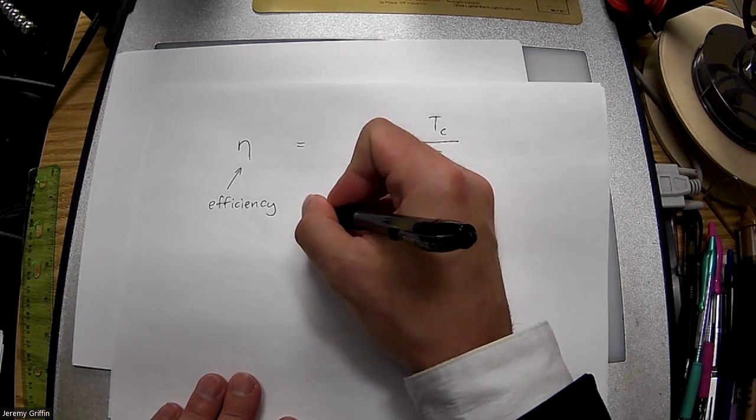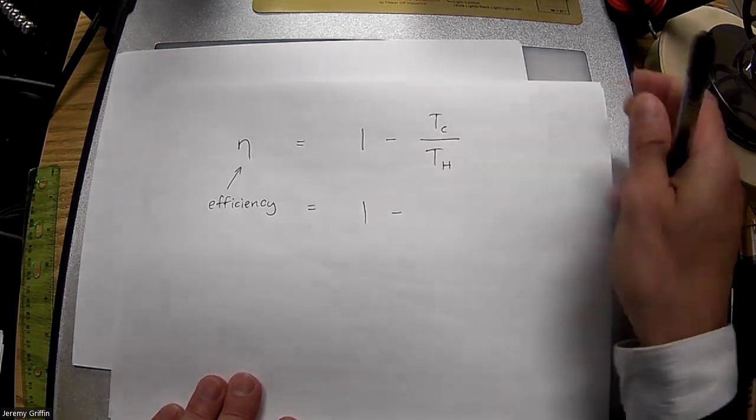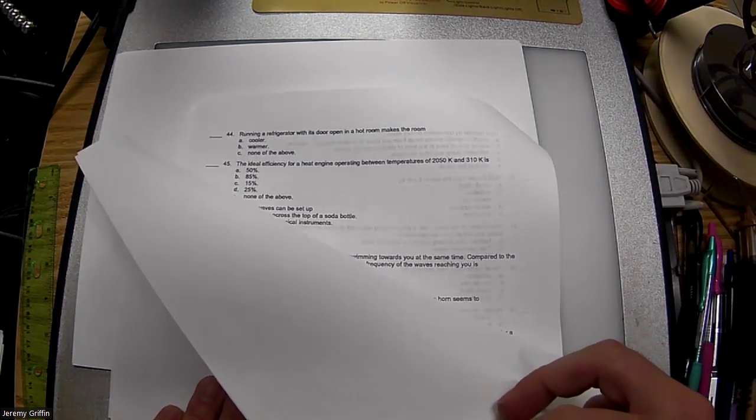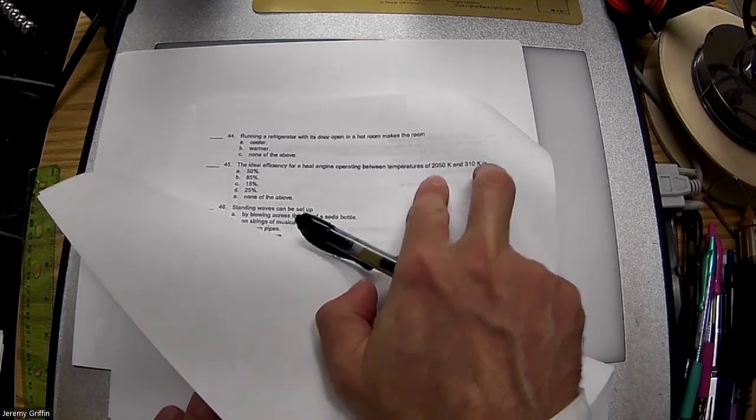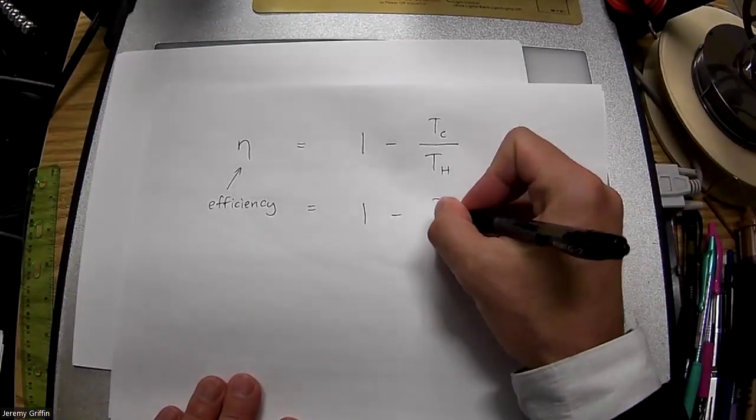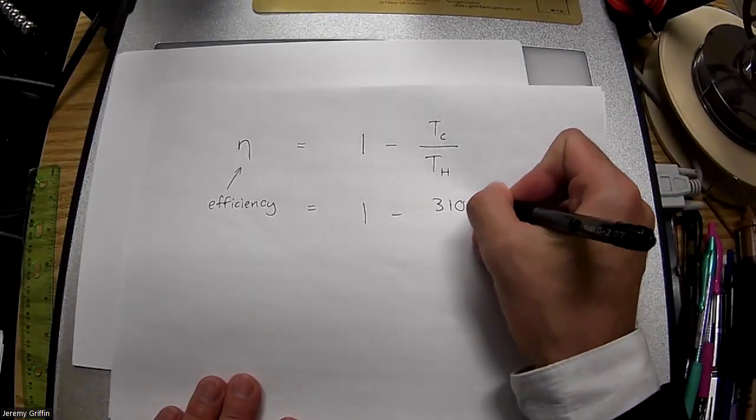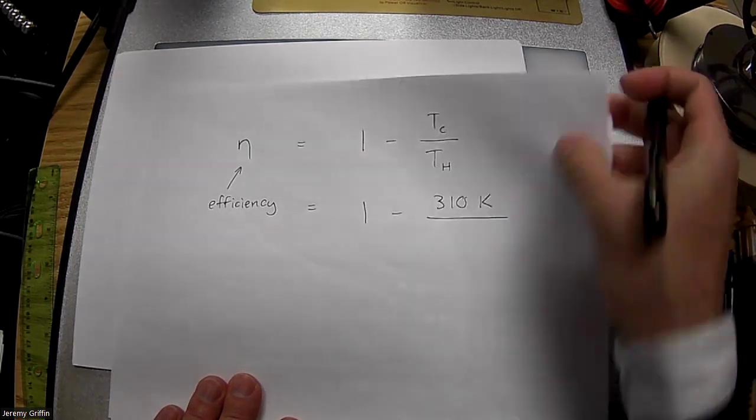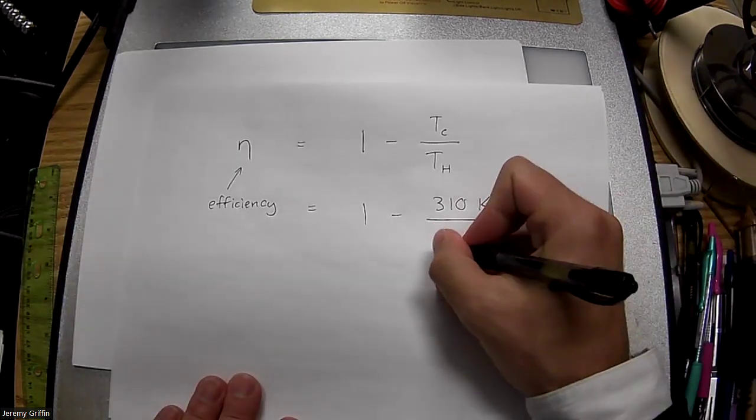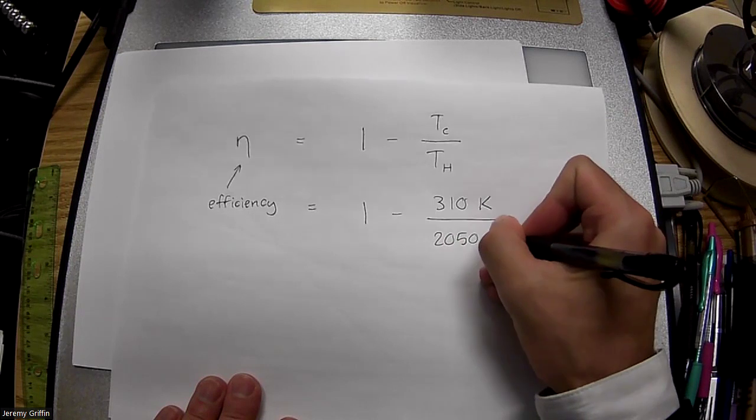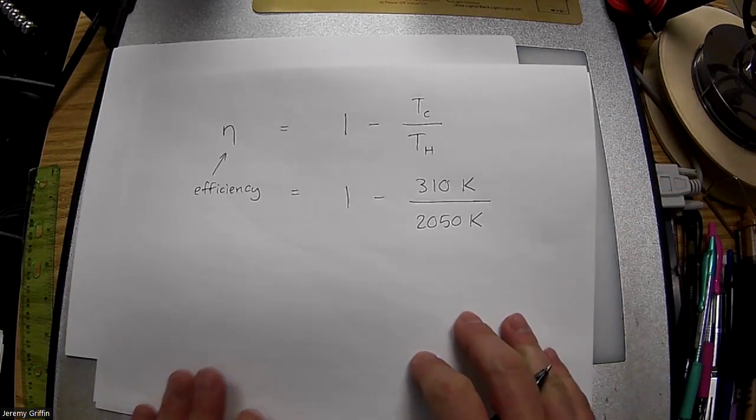50-50 shot, right? So let's plug in the numbers here. I mean, you might have different temperature sinks, right? Let's say the cold sink is 310 Kelvin, which is kind of a cold room temperature, right? Maybe wear a jacket. And 2050 Kelvin. Okay, now that is pretty hot. Boom. All right, let's see.